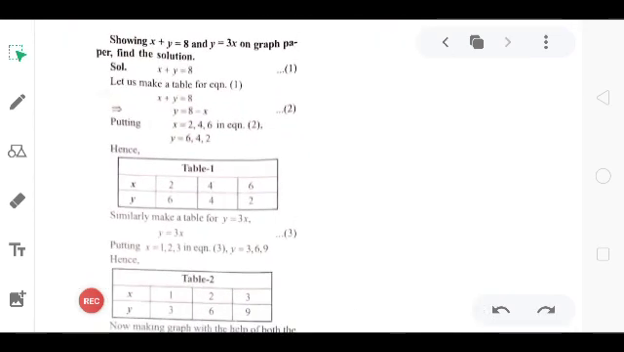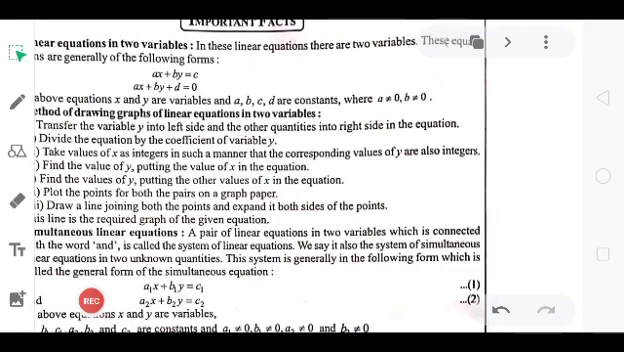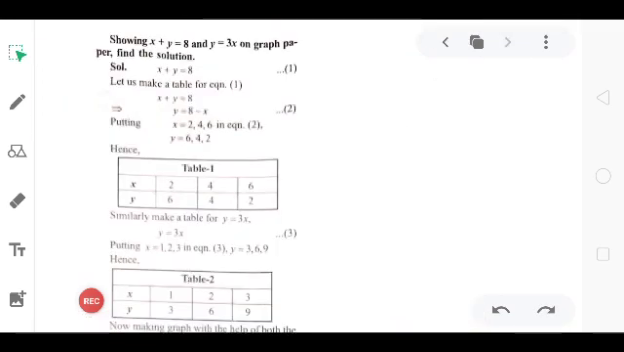Suppose two equations are given, linear equations of two variables: x plus y equal to 8 and y equal to 3x. Okay, so we have to represent the linear equations of two variables in the graph and find the solution also. So first of all you have to represent them on the graph paper. So how to represent? The first point: transfer the variable y to the left side and the other quantities to the right side in the equation. So two equations are given. First of all arrange the first equation: x plus y equal to 8. Then transfer the variable y to the left side and other quantities to the right side. So then what will it be? y equal to 8 minus x.